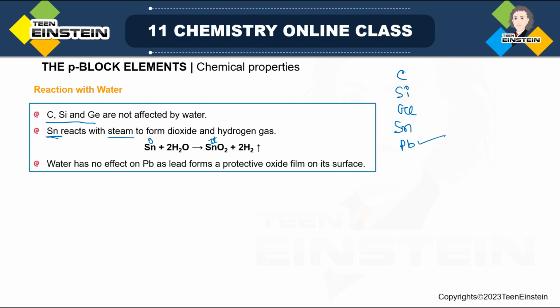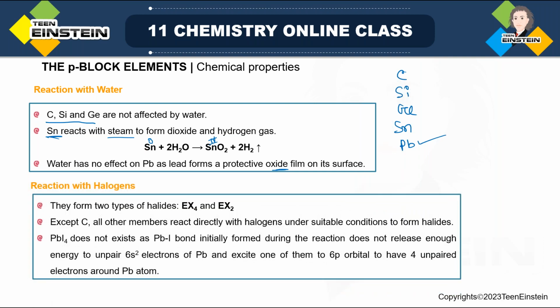For the next element, lead, water will have no effect because of the formation of a protective oxide film of lead oxide. So it will act as a protective layer. Though the reaction can start, because of this layer it will ultimately not be able to come into contact with water or steam, and there will be no reaction.